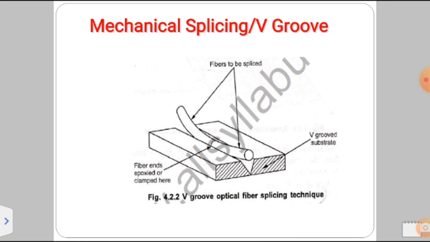You can see the structure of that one. The fibers to be spliced are given, and it is shown like an arc shape, so that the stress is applied, and a mechanical gel is also applied there, and the fiber ends are epoxied or clamped here. You can see a V groove type of substrate, which gives a platform so that mechanical splicing can be done, and this is known as the V groove optical fiber splicing technique.